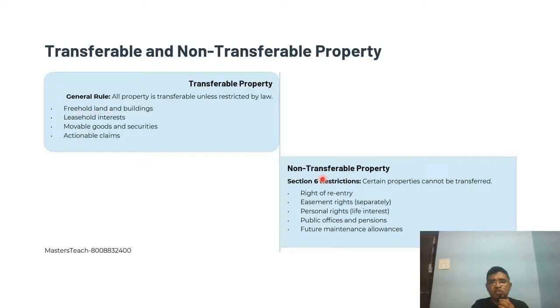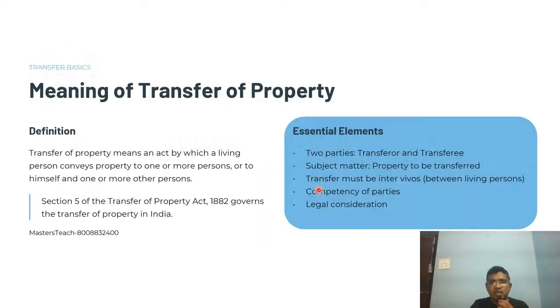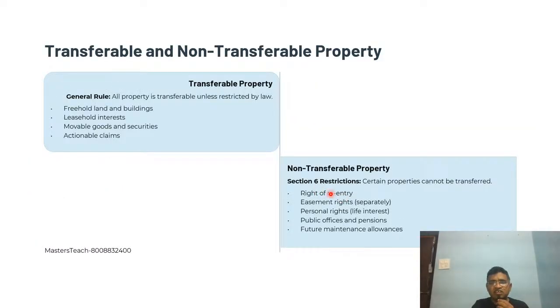Then non-transferable property. So it says the Transfer of Property Act 1882, Section 6. Okay, what restriction? Certain properties cannot be transferred. So a right of re-entry, then easement rights, that is separately, a person's right, life interest, public offices, offices and pensions, then future maintenance allowance. So these are non-transferable property.